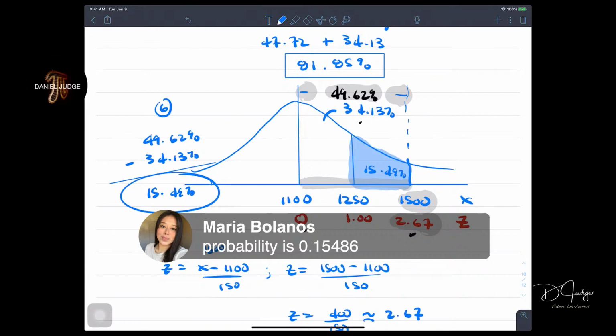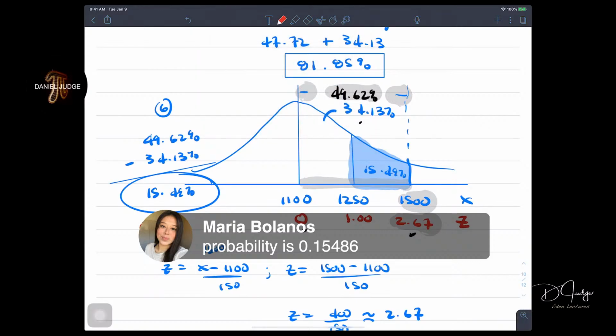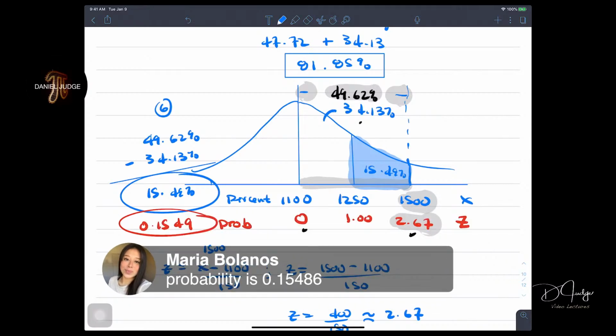0.154. If you go to the nearest ten thousandths, that will be 0.1549. But they asked you for percent. The language is percent, so that's 15.49%. So remember, Maria's answer is a probability, 0.1549. The blue answer is percent. So if you remember the relationship, okay, here we go with Maria.